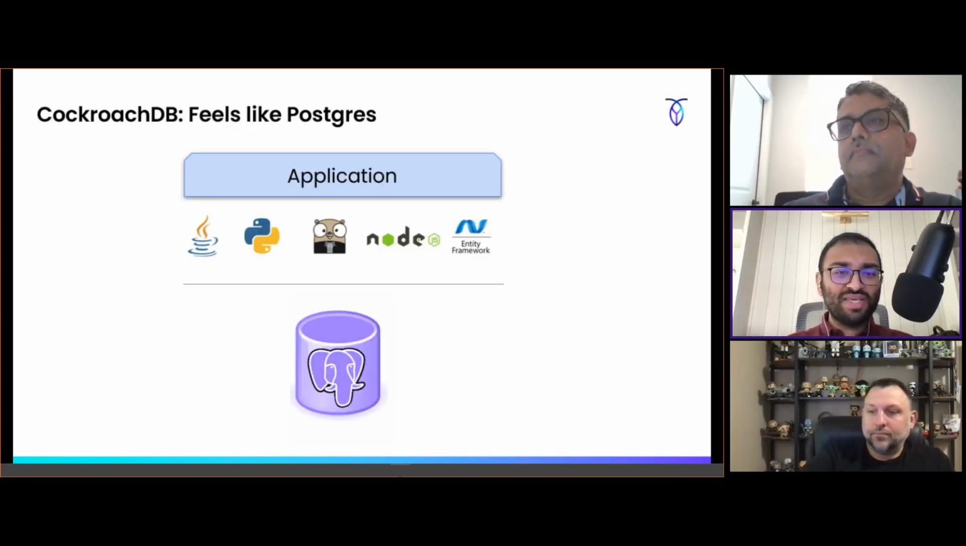Taking a step back from that, to you as a user, CockroachDB looks and feels like Postgres. So if you're familiar with Postgres, your experience using CockroachDB, even though it's a distributed database, is going to be very similar in that sense.